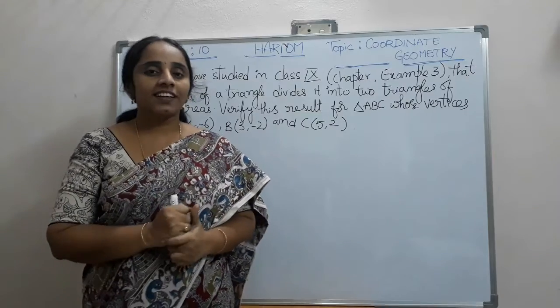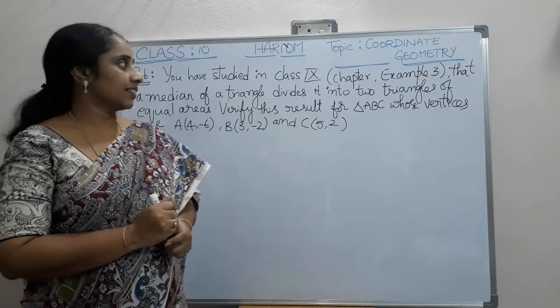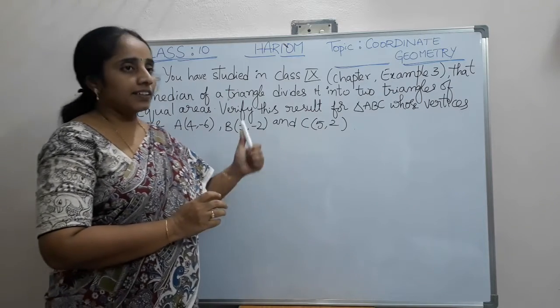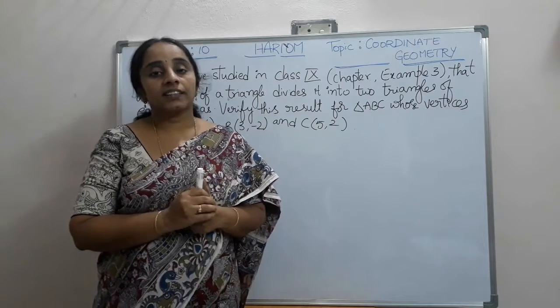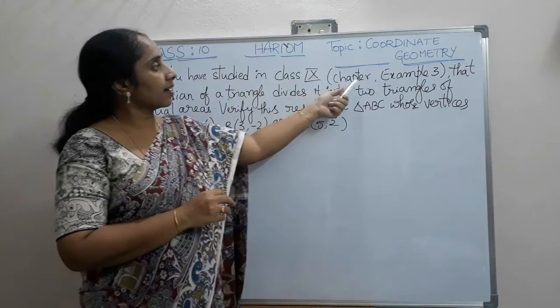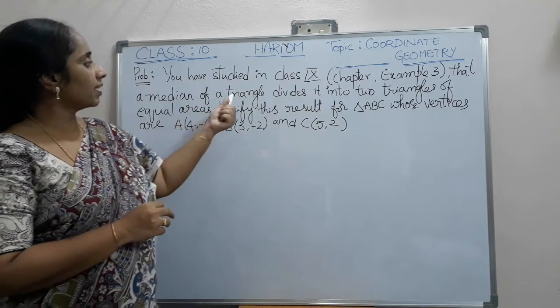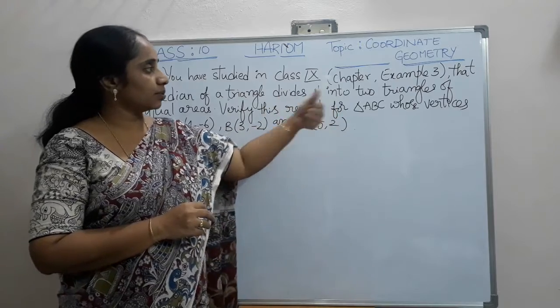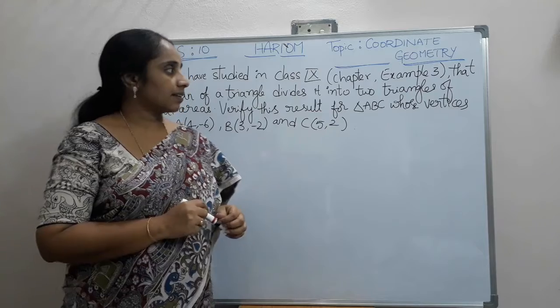Hello students. Here is the last model in this chapter. We have already discussed this concept in our 9th class. You studied in class 9, chapter example 3, that a median of a triangle divides it into two triangles of equal areas.